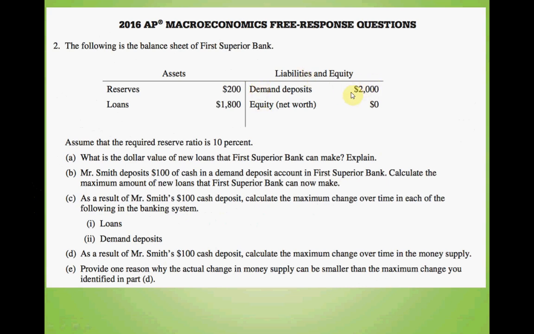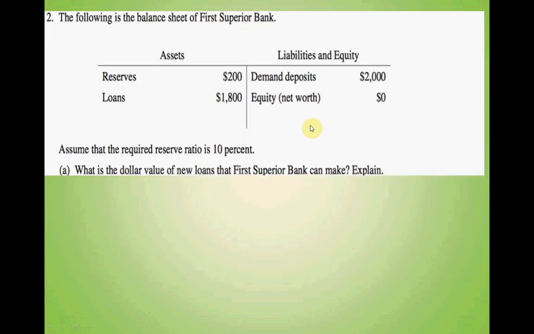So $2,000 in demand deposits, zero equity. Why they even put that on there, who cares? Maybe just to throw us off. Over here, reserves, $200. Loans, $1,800. All right, cool. Assume the required reserve ratio is 10%, which is pretty standard. Like I said, you're going to see that a lot on AP exams. All right, so that's all we need to know right now.